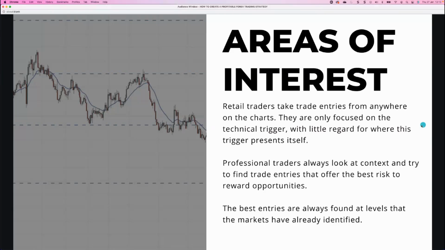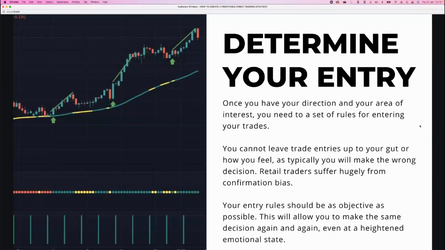So once you've developed your directional bias and you have your area of interest, then we need to determine our entry. We can't leave our trade entries, all right, up to how we feel, as typically we're going to make the wrong decisions. Retail traders suffer hugely from confirmation bias. How many of you have experienced that before?